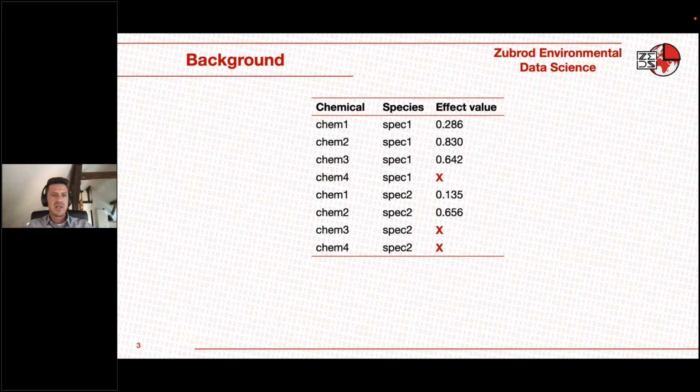Ecotoxicity or toxicity data sets are by nature sparse. That means we do not have information on all possible combinations of chemicals and species. And if we search for some data, maybe in some database, we might come up with a situation like this.